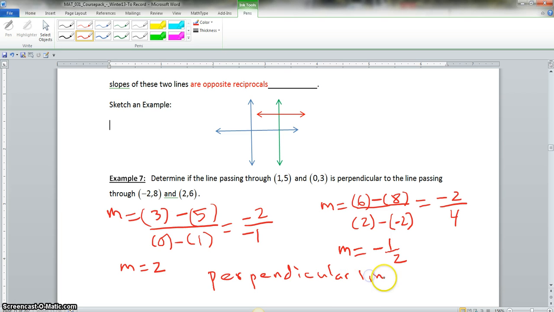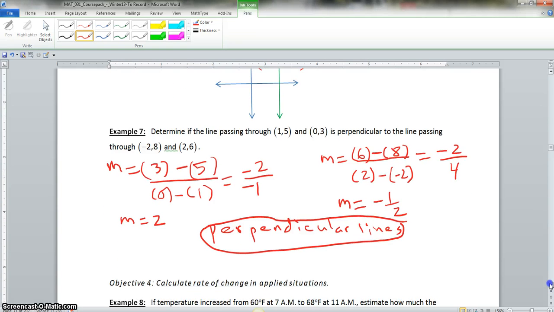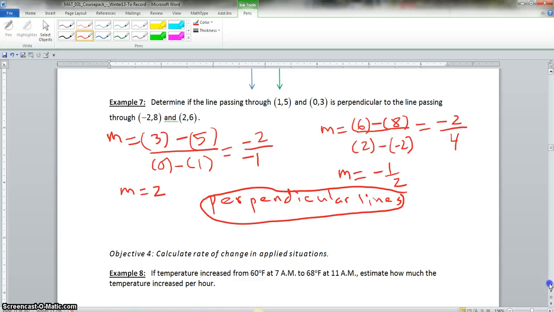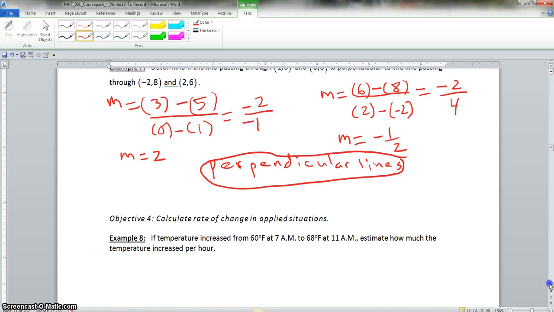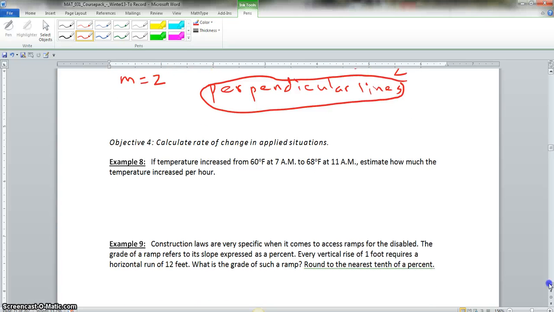And you could put lines there. So your final answer here would be perpendicular lines. Now, we scroll down to objective 4. It says calculate rate of change in applied situations. Example 8.